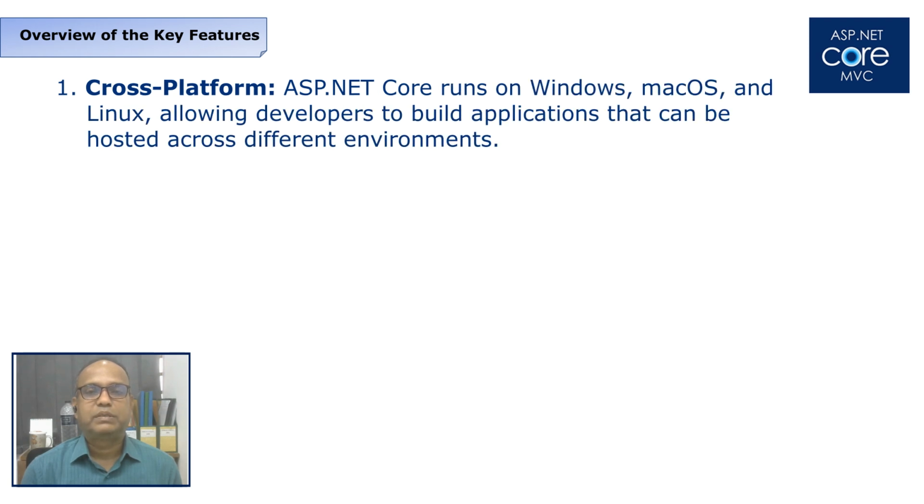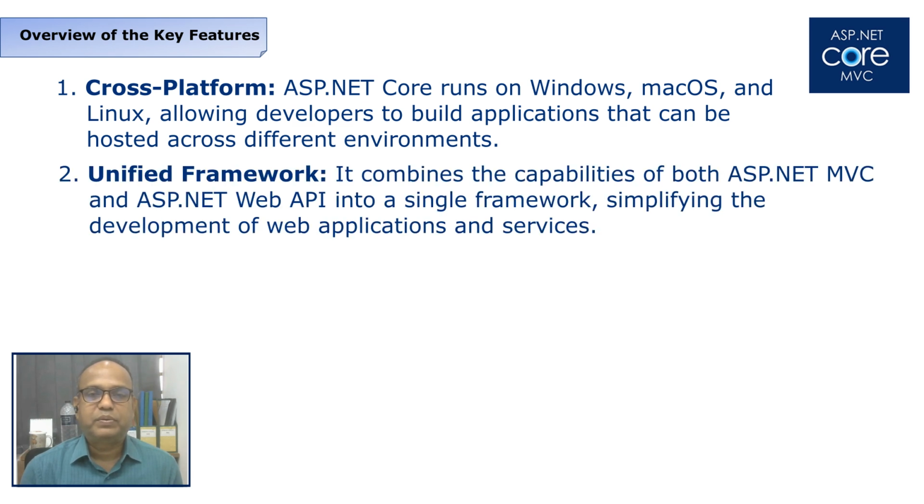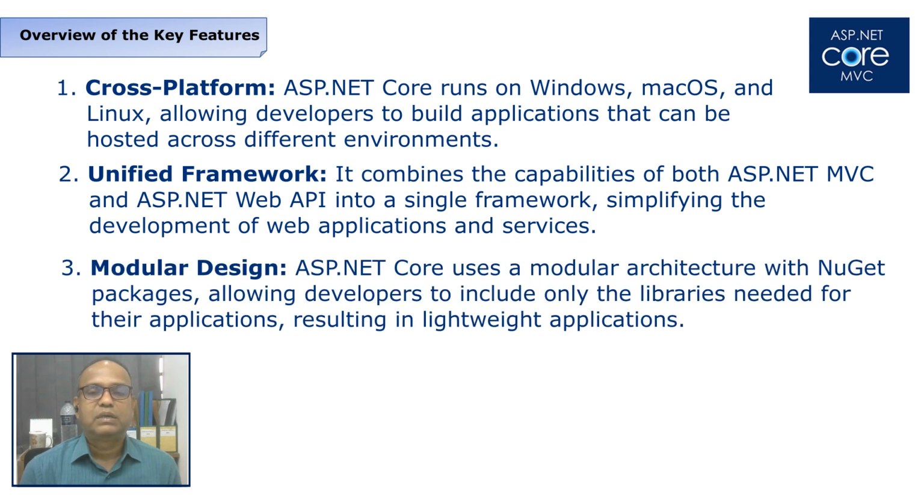Overview of the key features. Number 1. Cross-platform. ASP.NET Core runs on Windows, macOS, and Linux, allowing developers to build applications that can be hosted across different environments. Number 2. Unified framework. It combines the capabilities of both ASP.NET MVC and ASP.NET Web API into a single framework, simplifying the development of web applications and services.